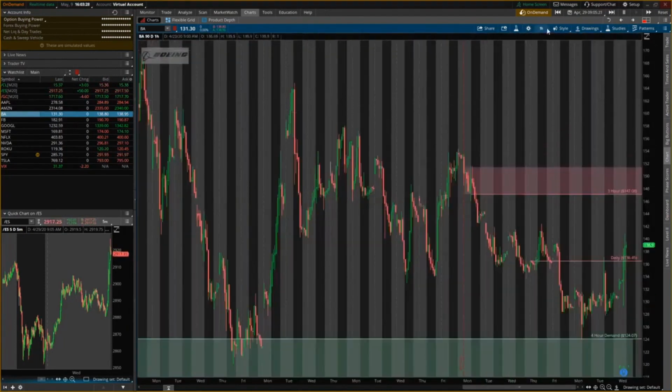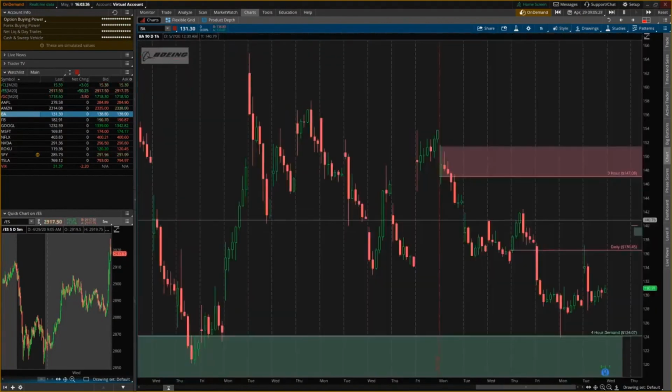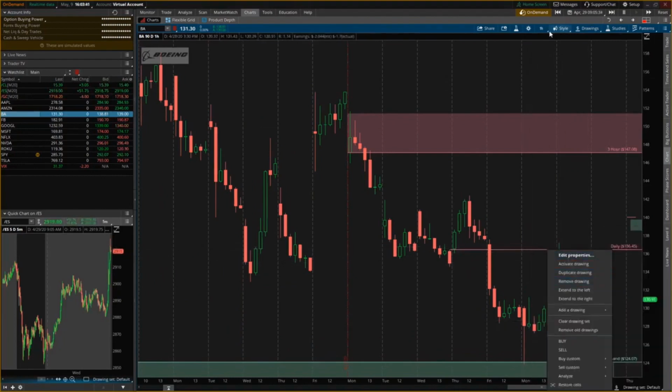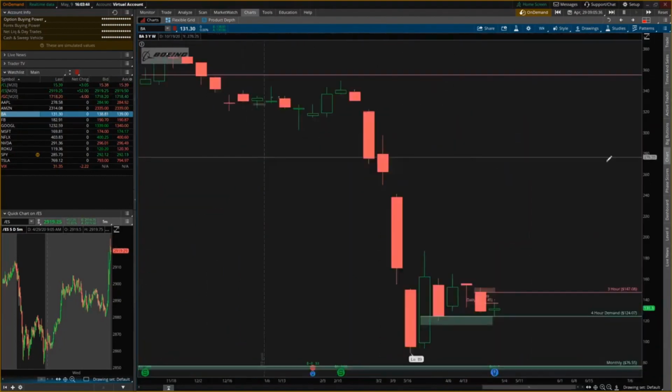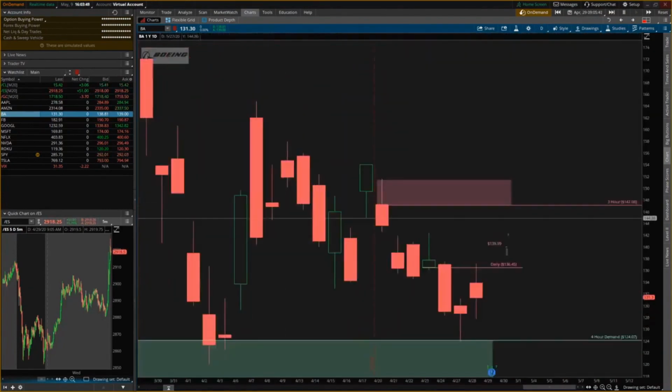And what that does is it'll put a little shortcut in the style section to hit show extended hours. So if I hit that, my extended hours are gone. Now I'm actually going to go to a larger time frame. Don't see anything here. I'm going to go to a daily now.